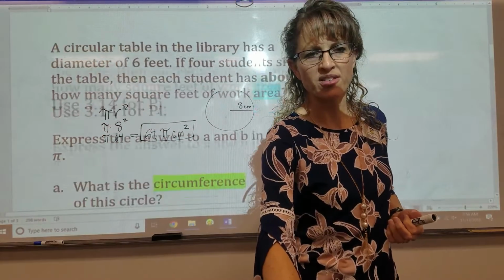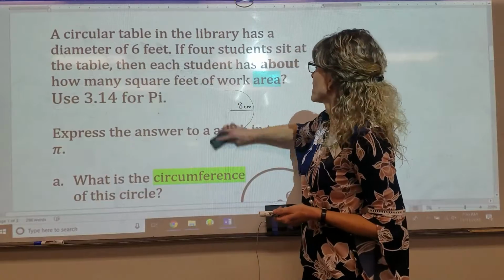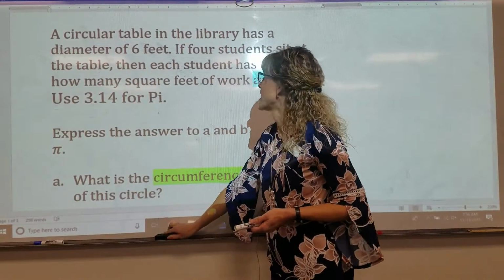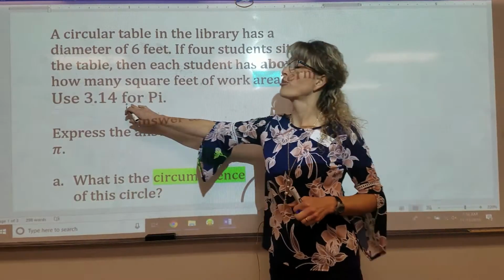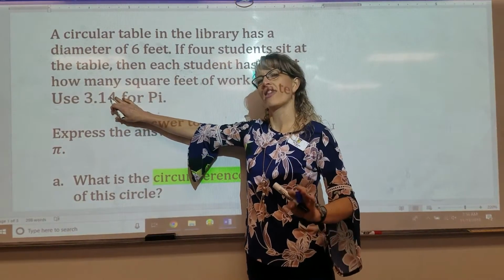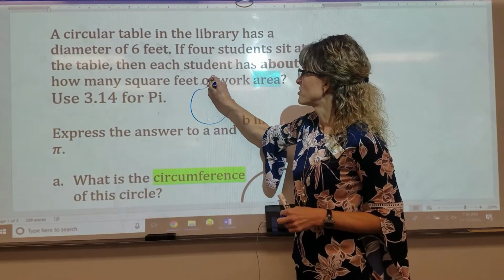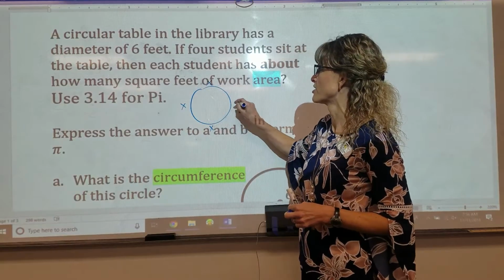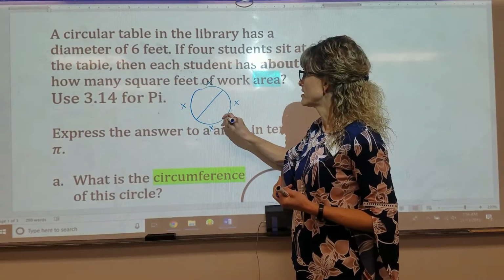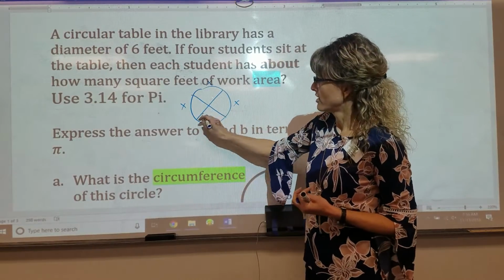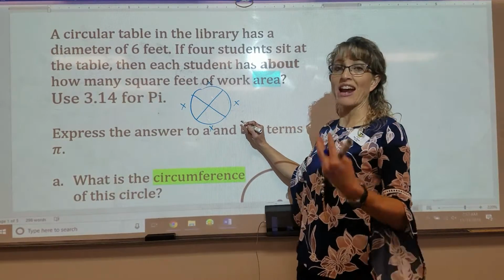All right, so how about this example? A circular table in the library has a diameter of 6 feet. If 4 students sit at the table, then each student has about how many square feet of space? Use 3.14 for pi, so now we know what to use for pi. We're going to do that at the very end, though. So what we have is a circular table. We've got a student sitting here, here, here, and here. There's 4 students. And if they were to divide the table up evenly so that each of them had a workspace, so here's this student's workspace, here's this student's workspace, how much area is that?